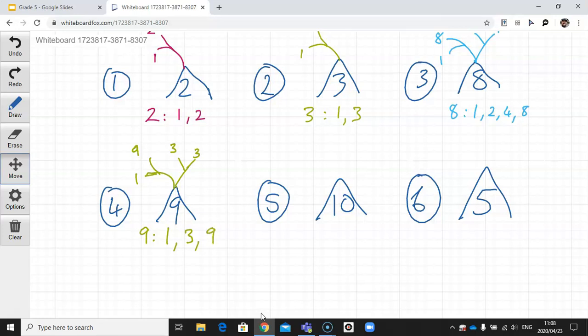We don't list a 3 a second time because we've listed it already. It's like putting the same thing twice. It's still not going to make more factors. It's the same factor, so it's just a repeat. So we only put that down once.